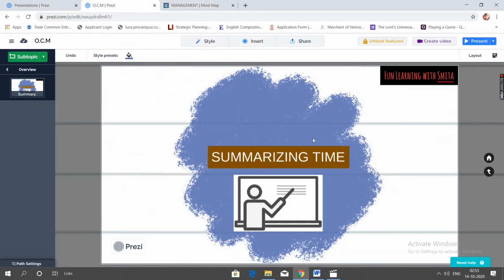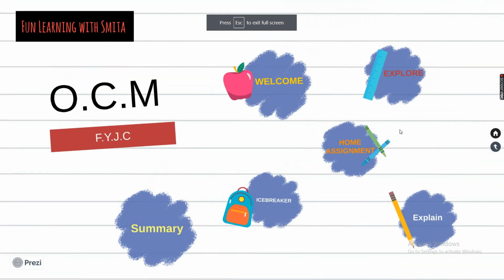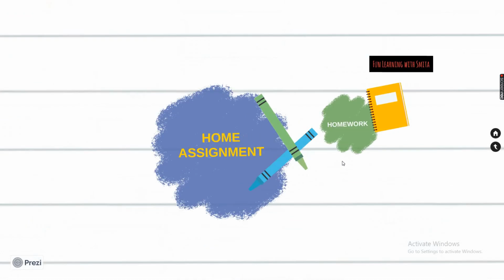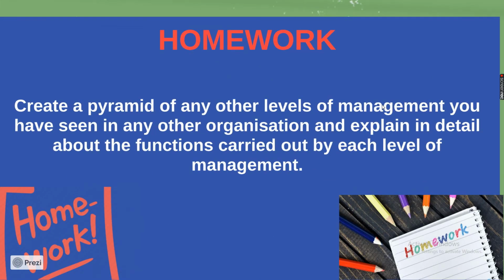After the summarizing part comes the next part, that is the home assignment part. The homework would be, we can say, an application based question. Homework: create a pyramid of any other levels of management you have seen in any other organization and explain in detail the functions carried out by each level of management.